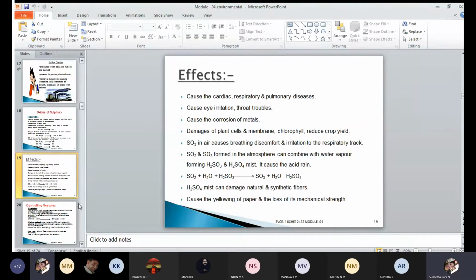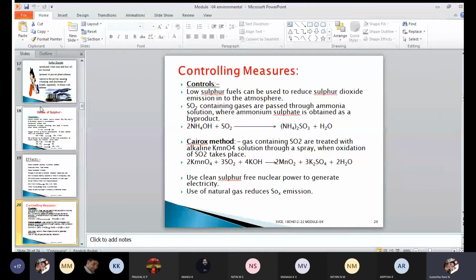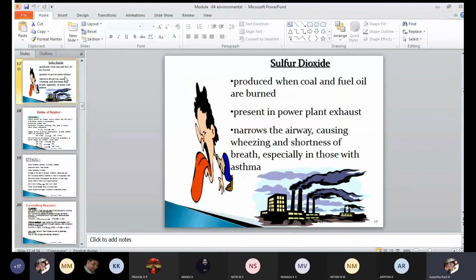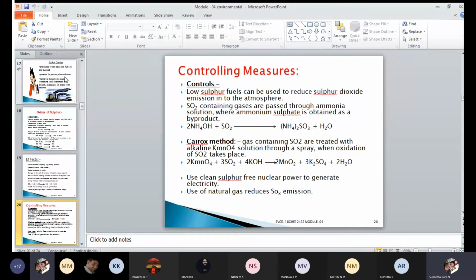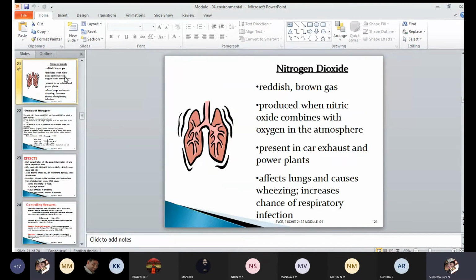Are you able to see the slides? Controlling measures we have done with the sulfur oxide, sulfur dioxide compounds. So sulfur dioxide, oxides of sulfur, the sources, effects and controlling measures we have seen in the last class.